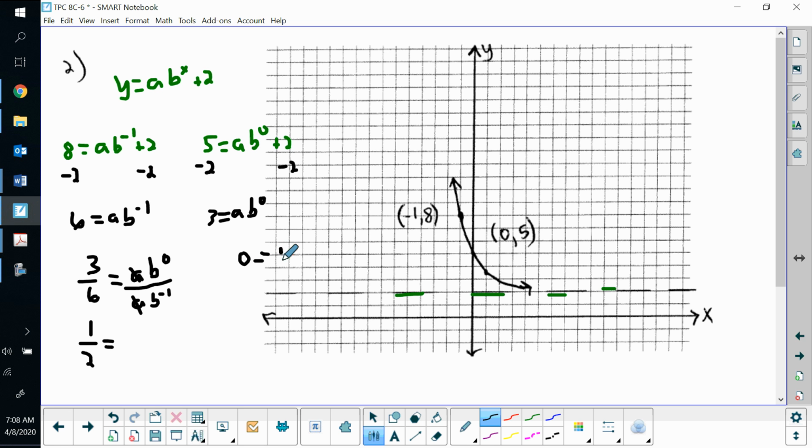So we've got 0 minus a -1. So those end up adding to give us 1, and b to the first is the same as saying b. So b is just a half. I'm going to sub back into this one here. That's probably the easiest. 3 equals a times 1/2 to the 0. Anything to the 0 is 1. 1 times a is a. So 3 is just our a.